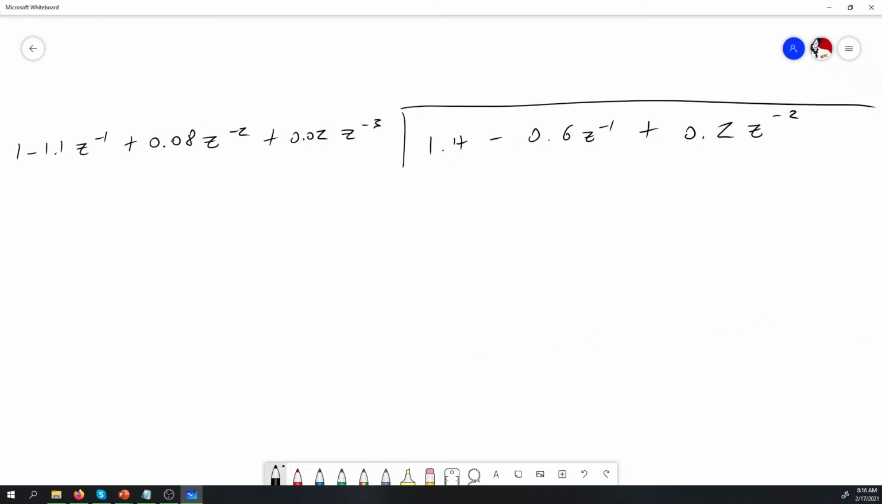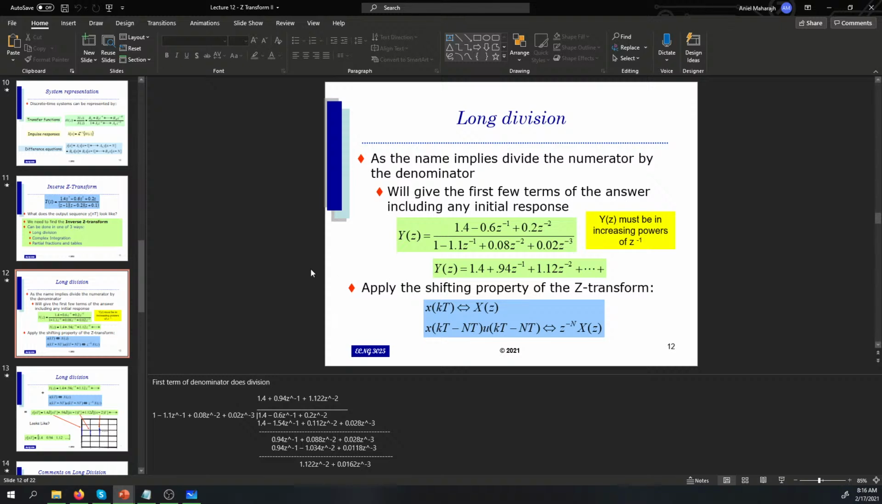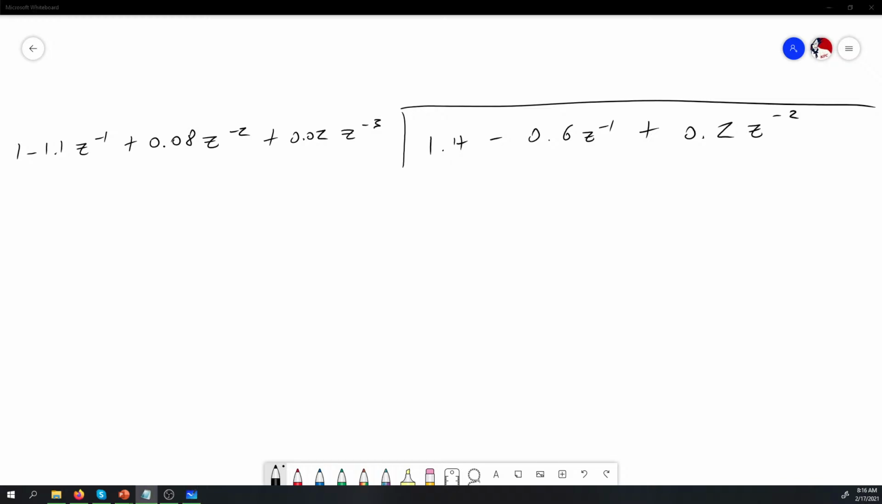And I'll just verify that on my side. Alright, nice. So remember, when we start doing this long division, it's important that we have the numerator and the denominator in descending powers of z. As we can see here, for my numerator, I had z to the 0 first, then z to the negative 1, and then z to the negative 2. And for my denominator, I had z to the 0, z to the negative 1, z to the negative 2, and z to the negative 3 here.